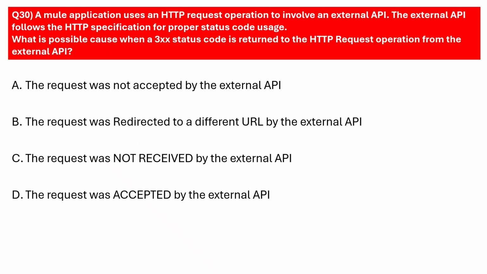Q30. A Mule application uses an HTTP request operation to invoke an external API. The external API follows the HTTP specification for proper status code usage. What is a possible cause when a 3XX status code is returned to the HTTP request operation from the external API? A. The request was not accepted by the external API. B. The request was redirected to a different URL by the external API. C. The request was not received by the external API. D. The request was accepted by the external API.